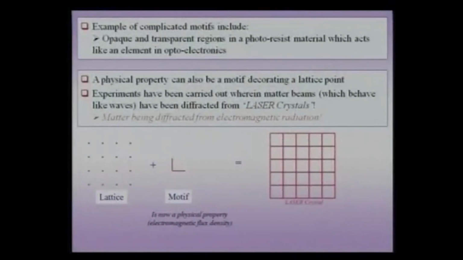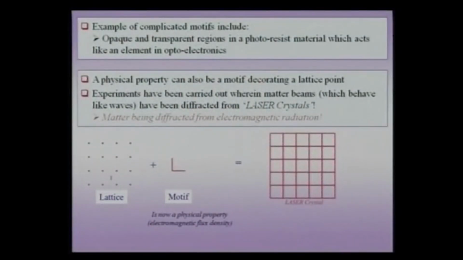Another example of a different kind of crystal: you could etch, or you might call it affect, a photoresist material with opaque and transparent regions, which can act like an element in optoelectronics. Therefore, I can take a photoresist material and make an optical impression, and the motif in this case is nothing but a region which is opaque or transparent in the photoresist material, and I can make a 3-dimensional crystal if you like, or a 2-dimensional crystal with this photoresist material.